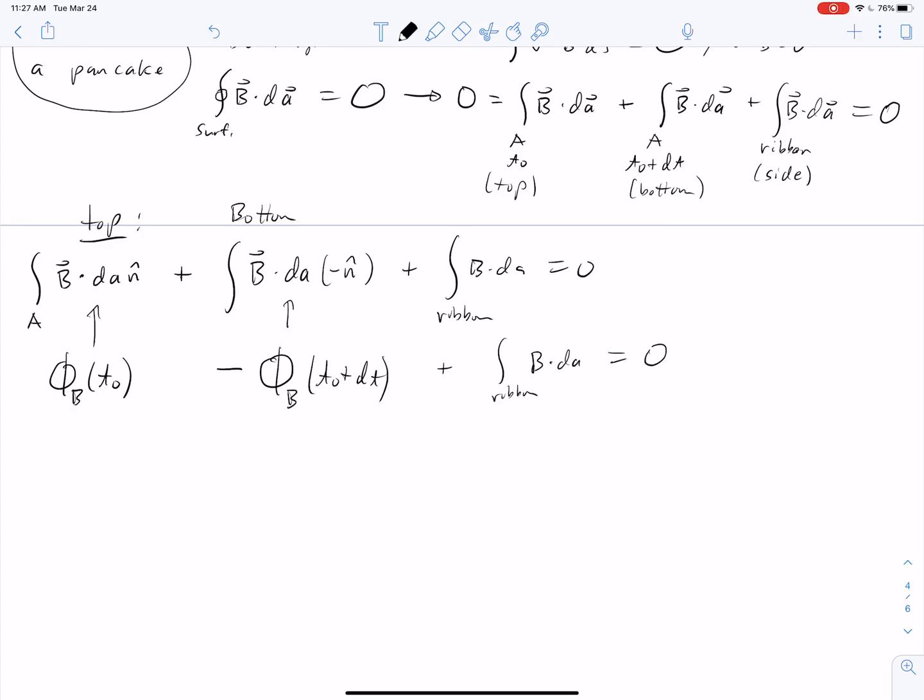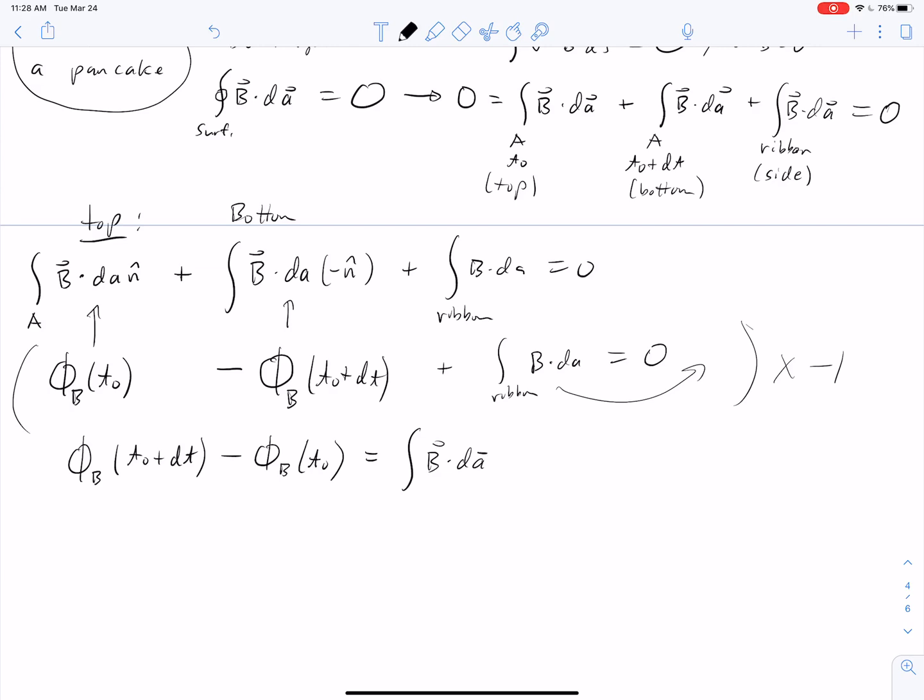And so what I'm going to do now is take this, put it on the other side, and multiply both sides by -1, and that's going to give me this equation: phi B, the magnetic flux through my flying loop at t naught plus dt, minus the magnetic flux at t naught, is equal to the flux through the ribbon, B dot dA through the ribbon.